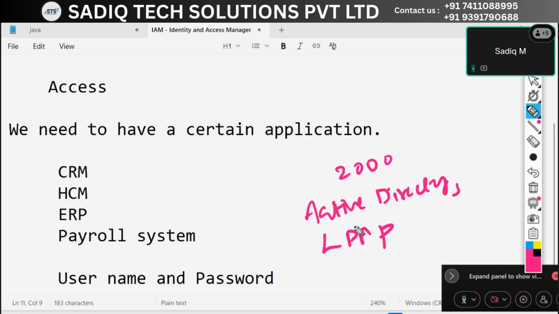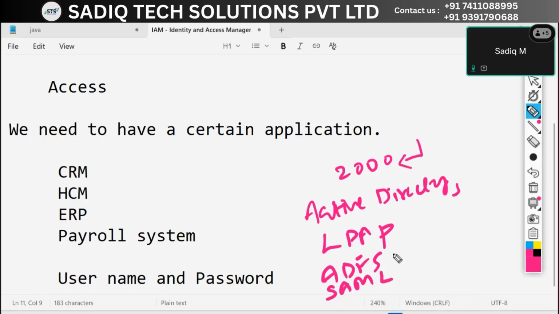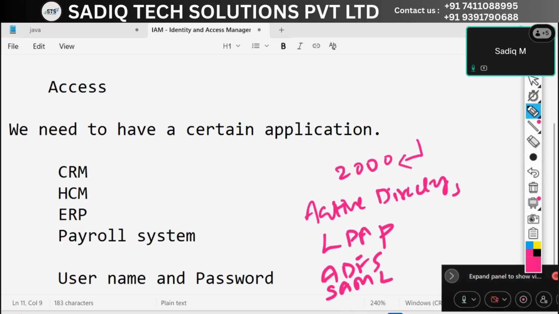These are the IAM solution tools introduced in early 2000. These are some of the IAM tools, and they also introduced ADFS. All these are on-premises IAM solutions, right? And they introduced a concept called SAML. We'll talk about it in detail, but I just want you to know the history of what IAM is, which is why I am talking about all these points.